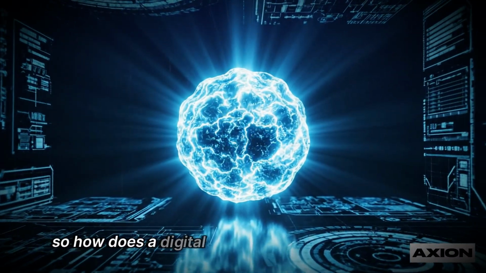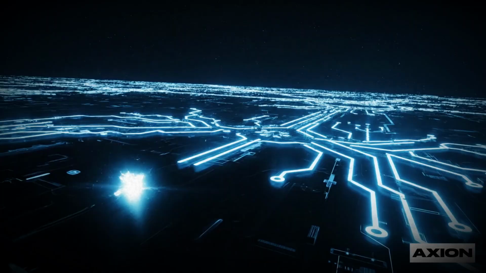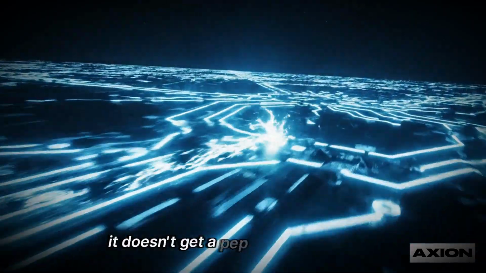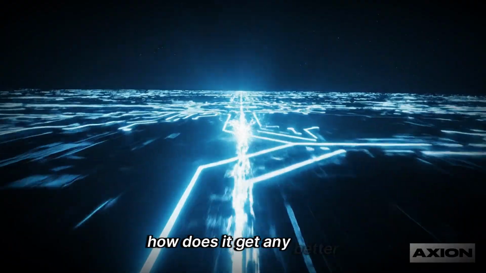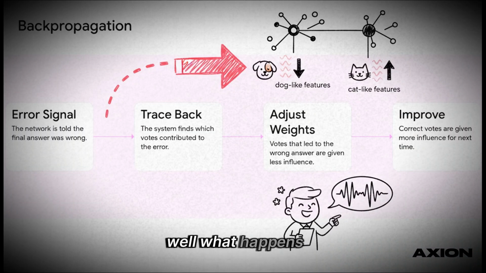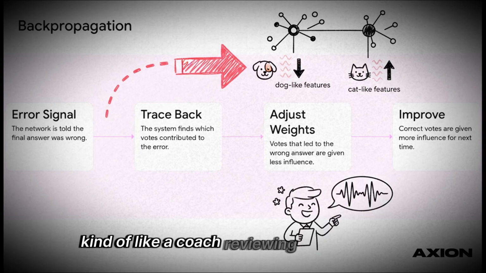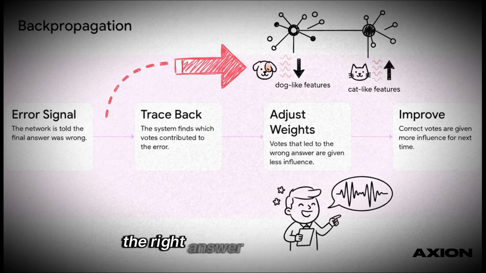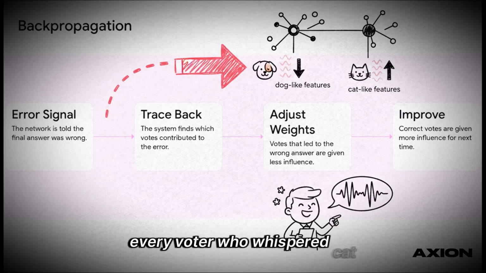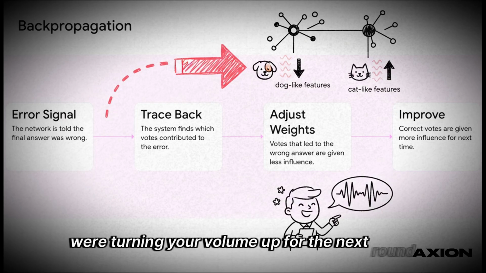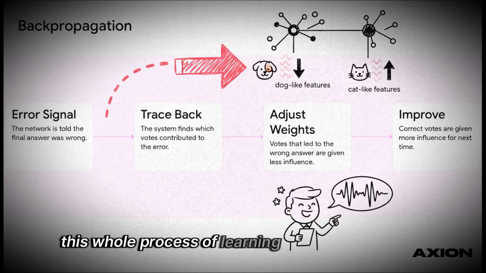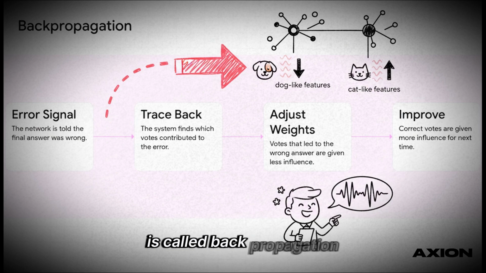So how does a digital system of voters actually learn? It can't feel disappointment. It doesn't get a pep talk from a coach. How does it get any better? Well, what happens is a signal gets sent backward through the network, kind of like a coach reviewing the game tape. That coach tells the whole team, look, the right answer was cat, not dog. So every voter who shouted dog, we're turning your volume down. Every voter who whispered cat, we're turning your volume up for the next round. This whole process of learning from your mistakes is called backpropagation.